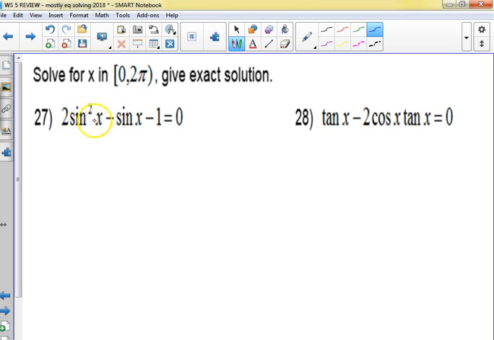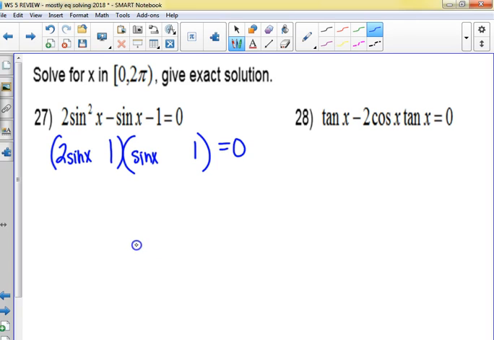What about one like 27? Can you factor that? I don't want to take time to solve the whole thing, but could you tell me how that might factor? Because this is a factoring one again. To get 2 sine squared, you need what? 2 sine times another sine. To get a 1 back here, you need a 1 and a 1.